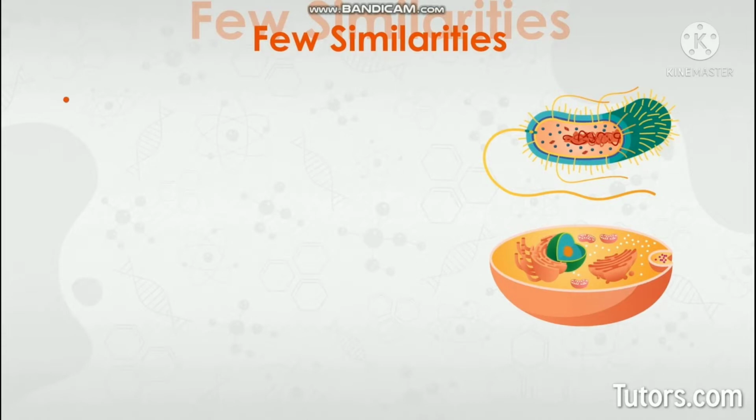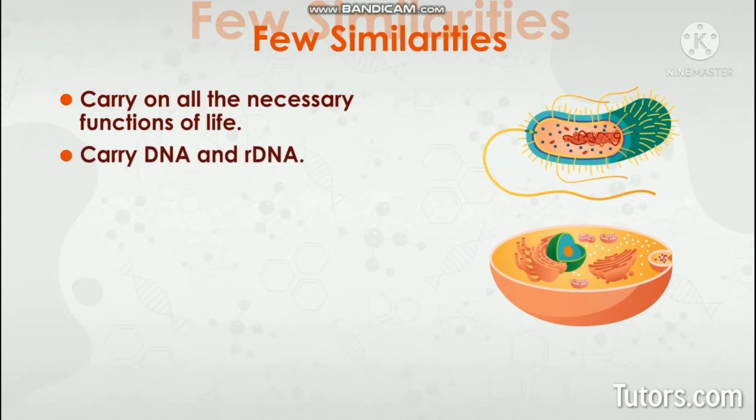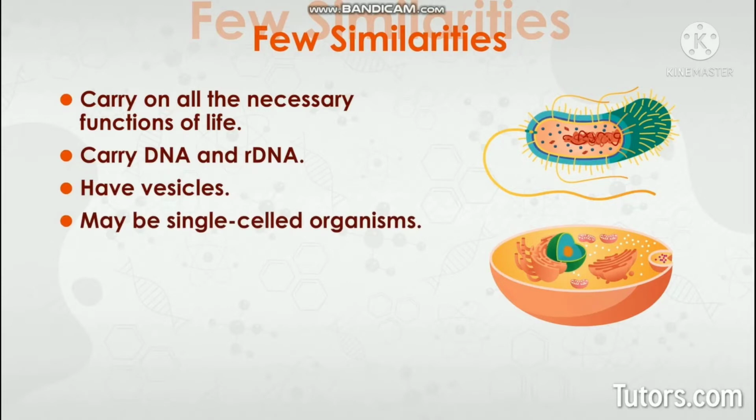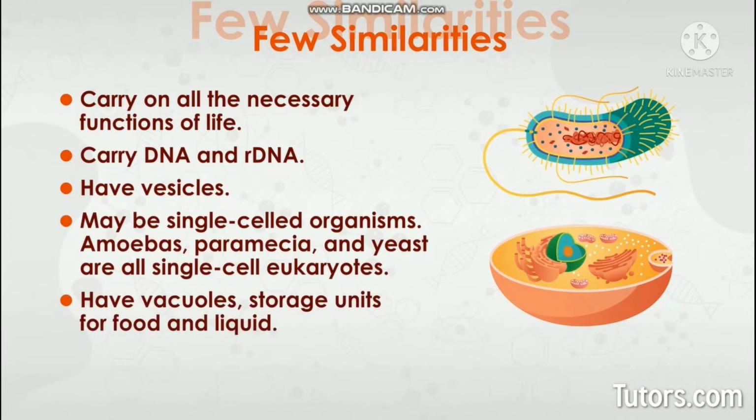Both types of cells carry on all the necessary functions of life. However, they do these things in different ways. Both cells carry DNA and rDNA. Both have vesicles. Both prokaryotes and eukaryotes may be single-celled organisms. Amoebas, paramecia, and yeast are all single-cell eukaryotes. Both have vacuoles, storage units for food and liquid.